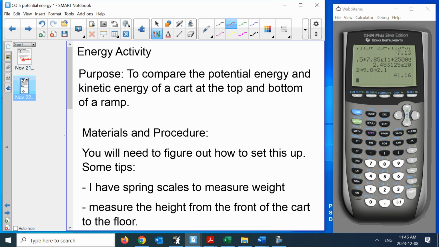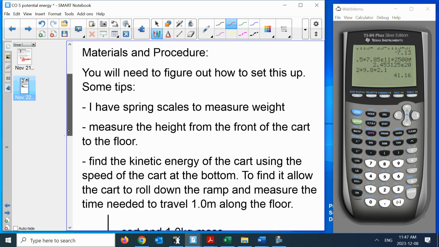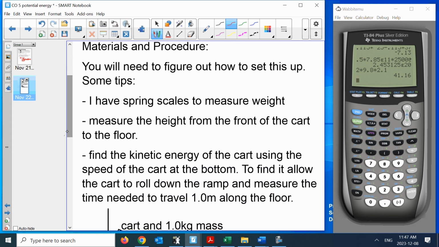We'll need to figure out how to set this up. Well, you've seen me do this. We've done this when we looked at acceleration, accelerated motion. And I think Josh's table works the best because it doesn't have any ledges underneath. We tip that upside down. Okay? We have spring scales to measure weight. Measure the height from the front of the cart to the floor.